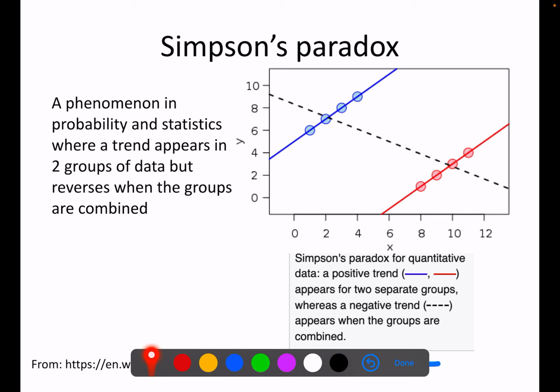But let's say that you ignore the fact that these are two different groups, right? And analyze the entire sample, all of your samples together, right? Now the trend reverses, right? Now what we see is that as we increase x, y actually decreases, right? So here the trend is this dashed line, right? And that is the Simpson's paradox, right? And it's very, very counterintuitive.